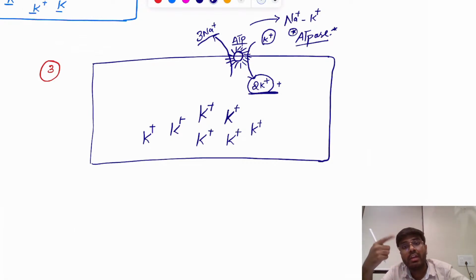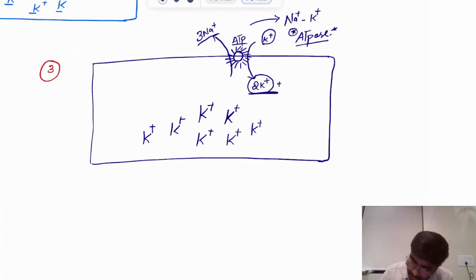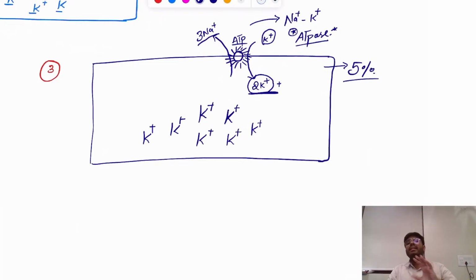Three sodium is going out, but only two potassium is coming in. So they will also contribute to the development of resting membrane potential. So one is because of the sodium potassium ATPase. The sodium potassium ATPases will contribute just 5% in the development of resting membrane potential.